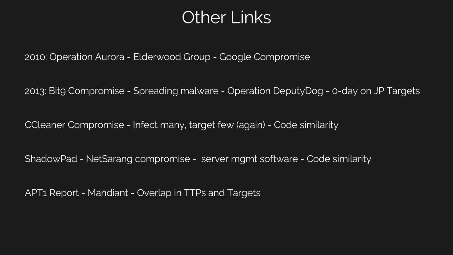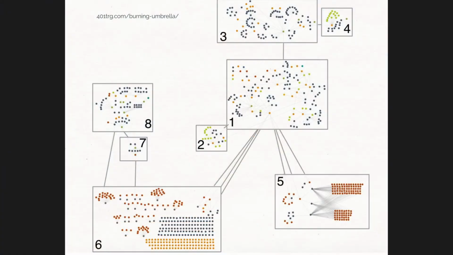of tactic overlap, TTP overlap, and infrastructure overlap in addition to code similarities from their malware going back to quite a few different operations, such as Operation Aurora against Google, the Bit9 compromise, more recently the CCleaner compromise, Shadowpad, and then if you want to get real crazy, you can go back to the great APT1 report. Not direct infrastructure overlap, since that's been quite aged at this point, but you can still see the general mission of a lot of these organizations, a lot of these entities overlapping greatly.